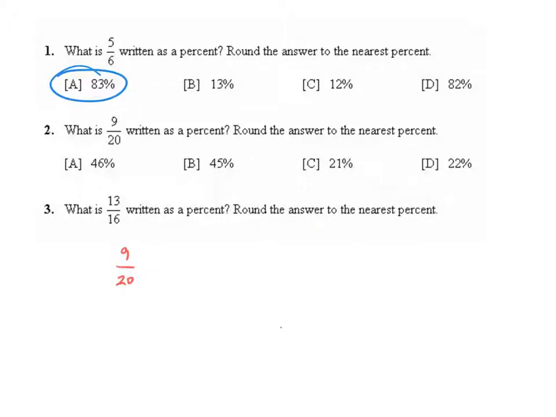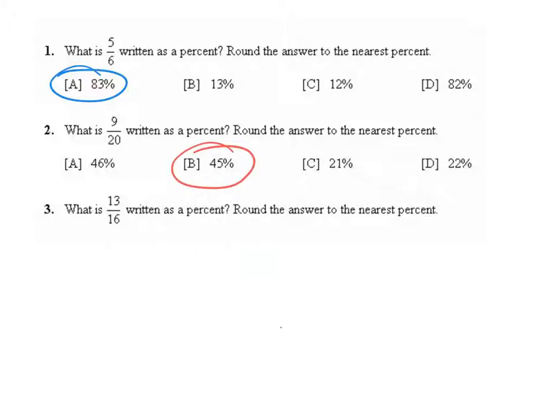Question 2 is 9/20 written as a percent. Now this one I can fairly easily change to an equivalent fraction with a denominator of 10, 100, or 1,000. So 20 goes into 100 by multiplying by 5. So I'm just going to multiply the numerator by that same value. 9 times 5 is 45. So now we have 45 hundredths, which is equal to 45%.